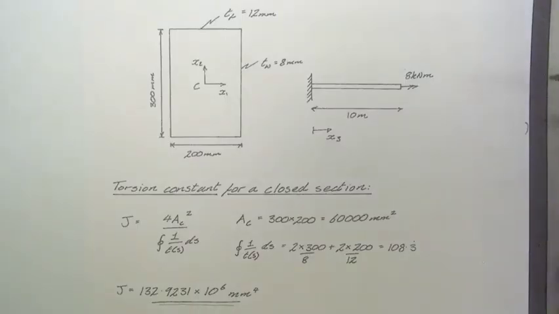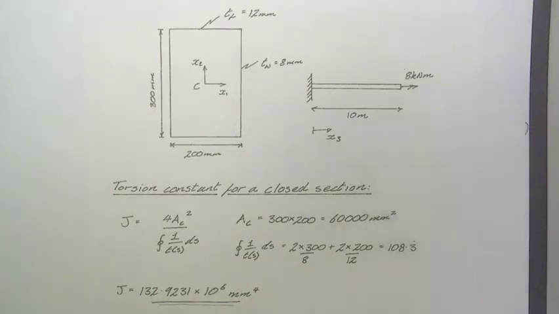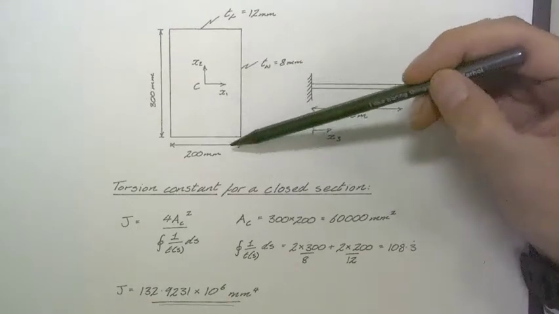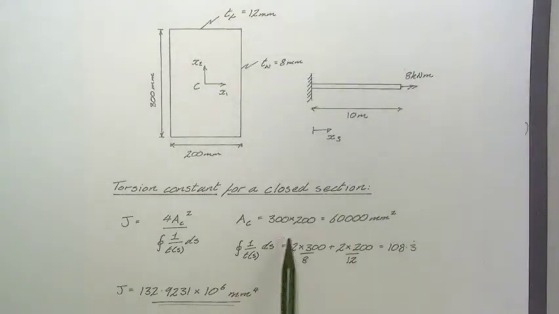To calculate the torsion constant J, we just need to make sure that we're selecting the formula for a closed hollow section, so that's the formula here. The enclosed area that we calculate is going to be based on the centerline dimensions again, so it's just an area with dimensions 200 by 300 millimeters, so you can see that's the calculation for the enclosed area here.